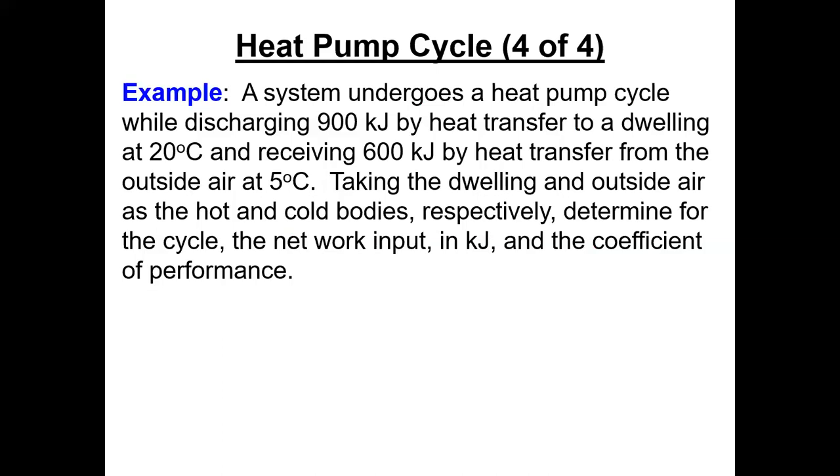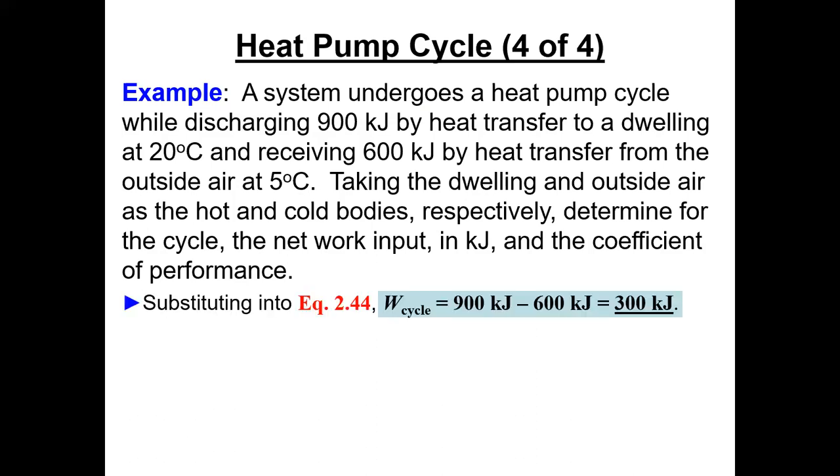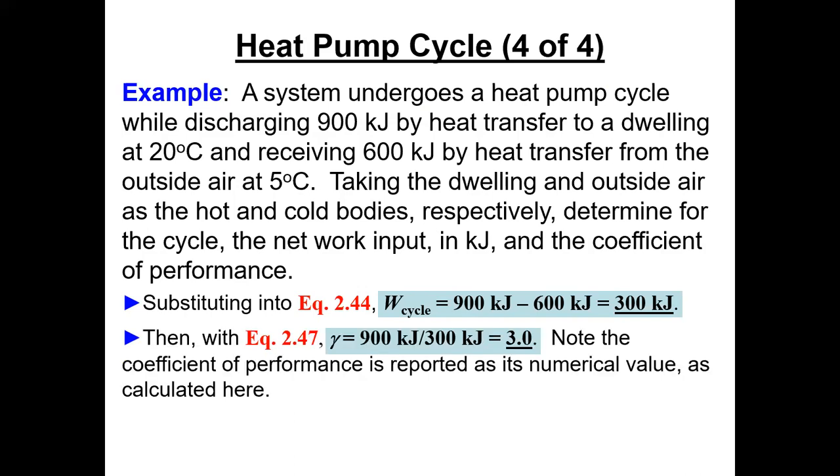Well, you know, net work is net heat, so that's going to be 900 minus 600. You can see that coming. That's 300. And then the coefficient of performance is the desired, which is 900, divided by the 300, which is the work. So it's 3. There you go.